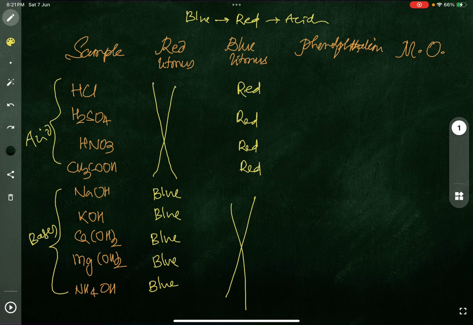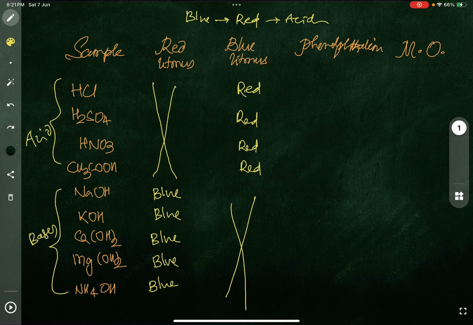So this you are doing actually practically, I'm saying with my practical knowledge. HCl, H2SO4, HNO3, CH3COOH are acidic, so they turn blue litmus to red. And NaOH, KOH, calcium hydroxide, magnesium hydroxide, ammonium hydroxide are bases, so they turn red litmus to blue.